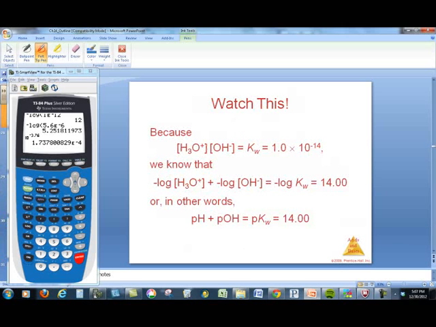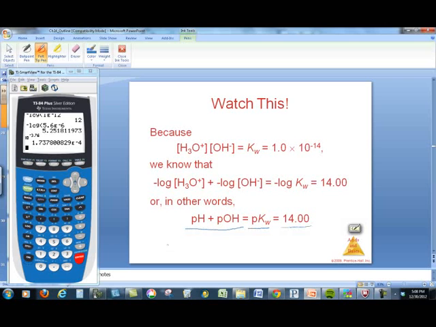Okay, so because we know that the hydronium ion times the hydroxide has a Kw of 1 times 10 to the minus 14th, we know that the negative of the log of the hydrogen ion plus the negative of the log of the hydroxide is going to give us the negative of the log of the Kw, or 14. And because of that, we know that pH plus pOH is always equal to pKw, which we just calculated, which is going to be 14.